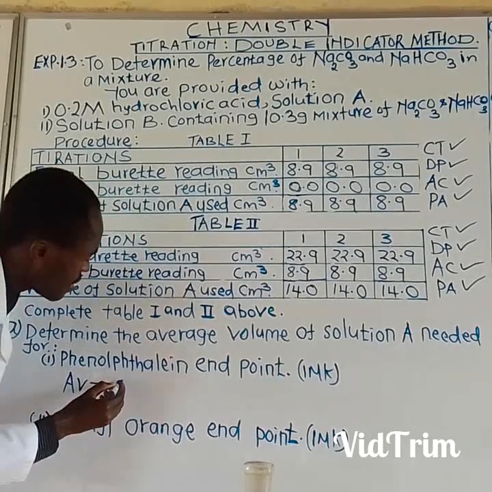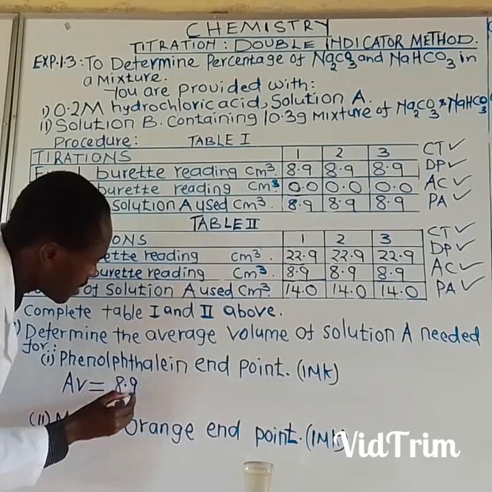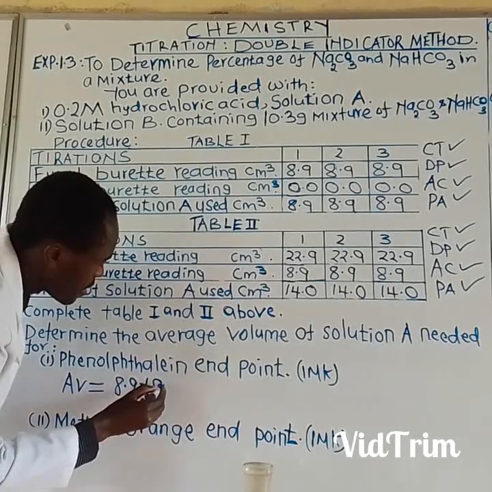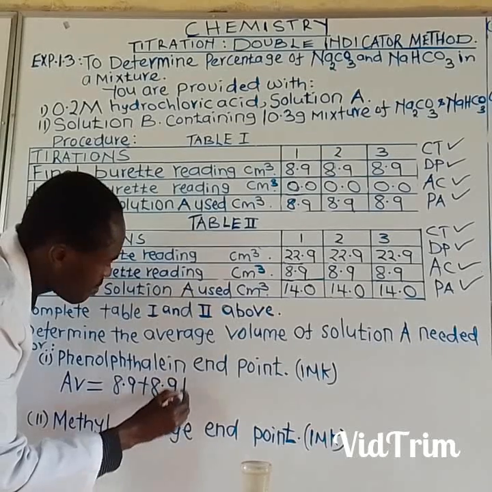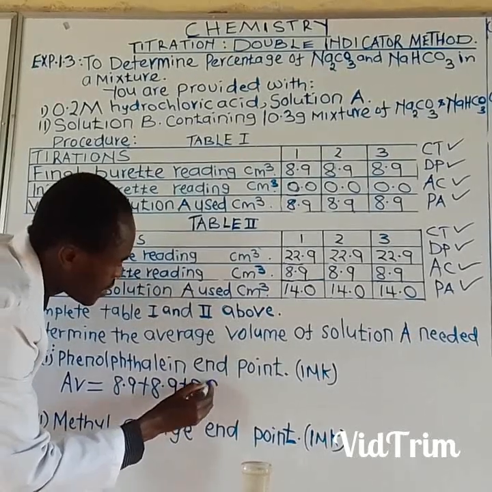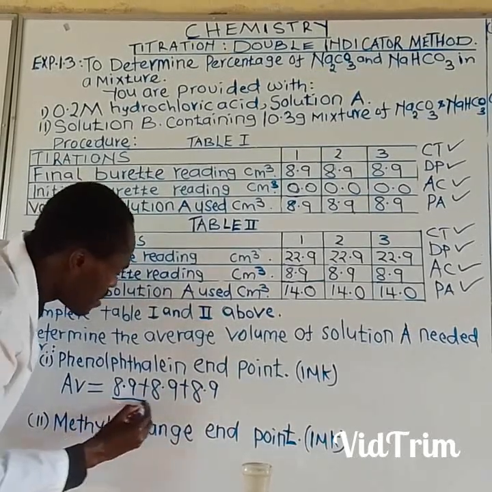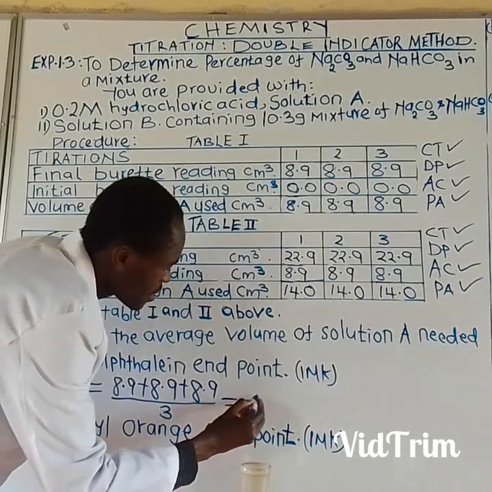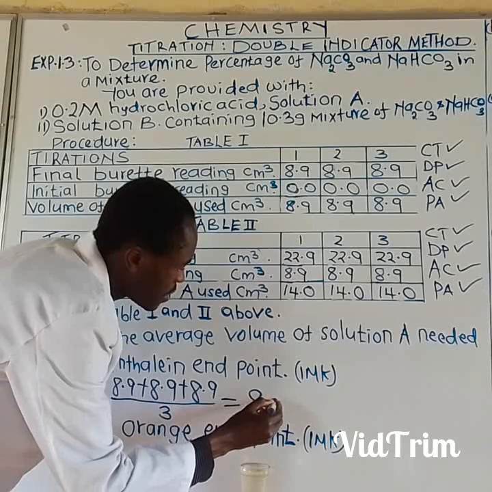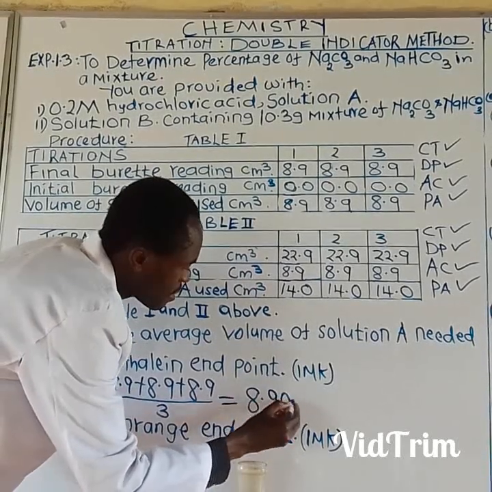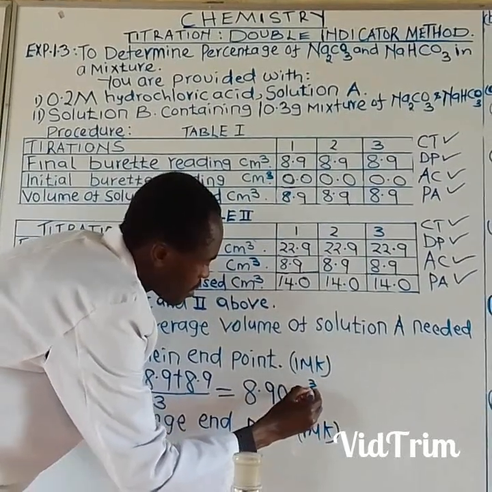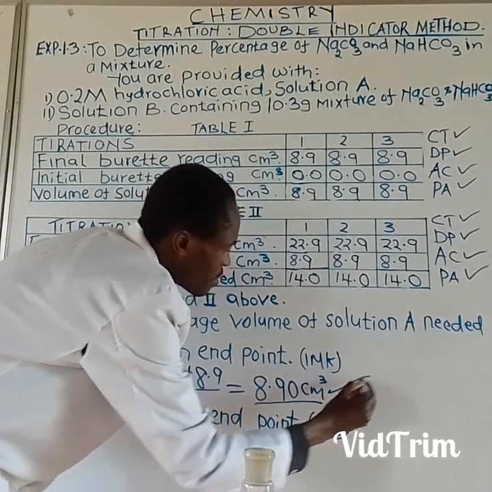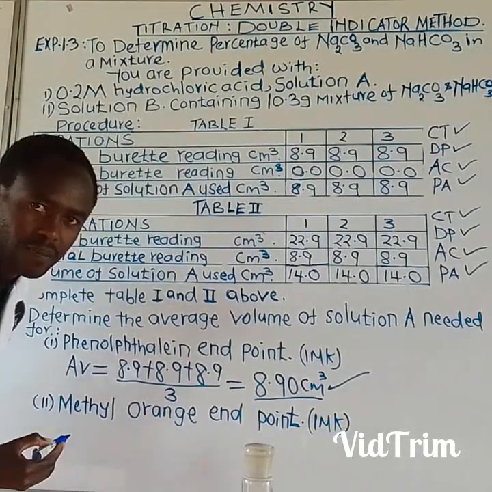So that is 8.9 plus 8.9 plus 8.9, then divided by 3. This one gives us 8.90 centimeter cube. And I put there a tick. Is it okay, my student?